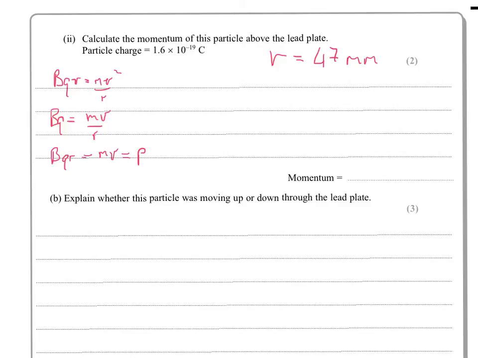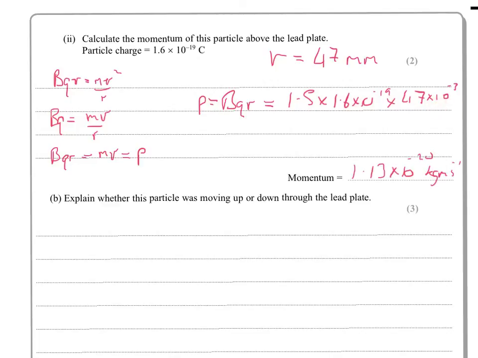So if we can find BQR, then we're finding the momentum. So we got 1.5 Tesla times 1.6 times 10 to the minus 19, the charge on the thing, times 47 millimeters. And that gives me 1.13 times 10 to the minus 20 kilogram meter per second. Don't forget your units.